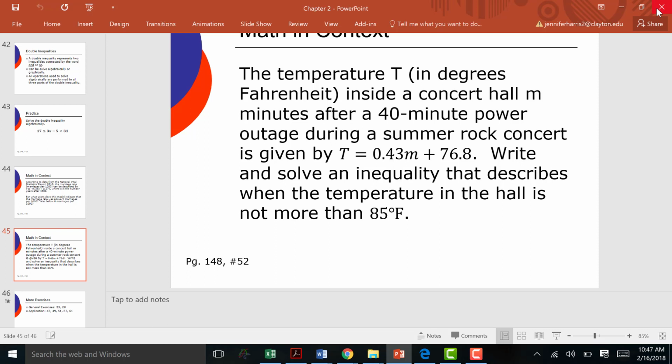All righty, so I've got 0.43 M is less than or equal to, what is that? 8.2. Yeah, and that's a subtraction sign right there. Alrighty, divide both sides by 0.43. 19.